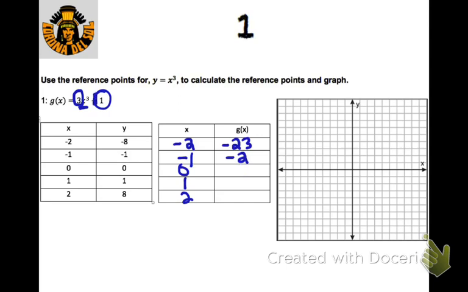I messed up my plus sign so I couldn't see. Alright, so this one's 1, and then 1 times 3 plus 1, so that's 4. And then 8 times 3 is 24 plus 1, so 25. Okay, and then you just plot your points.